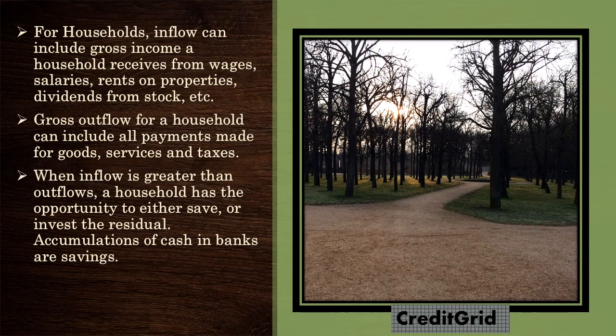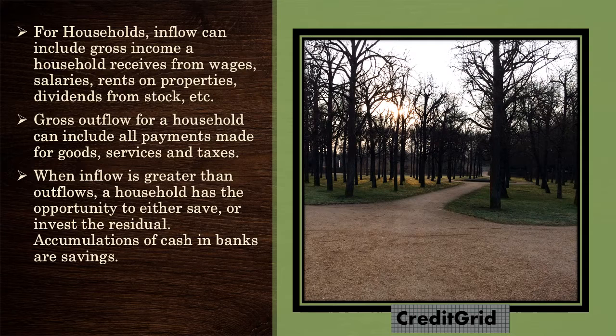Let's start with a discussion about how this applies to households first, and then we'll circle back and talk about businesses. For households, inflow can include gross income that the household receives from wages, salaries, rents on properties, dividends from stock, etc. Gross outflow for a household includes all payments made for goods and services, for consumption, for their housing, for their food, clothing, etc., and of course, their tax payments.